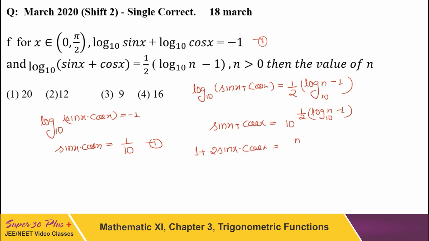you can find 1 plus 2 sin x into cos x is equal to n upon 10. Now substitute the value of sin x into cos x, it is 1 by 10. 1 plus 2 by 10 is equal to n upon 10. Again simplify it, 12 upon 10 is equal to n upon 10, and cancel it, n is equal to 12. Option 2 is the correct answer. This question came in the JEE Main examination March 2020 shift 2.